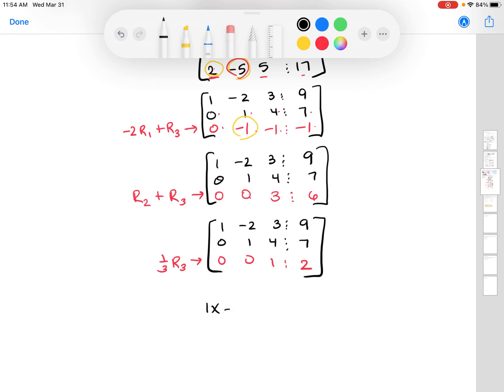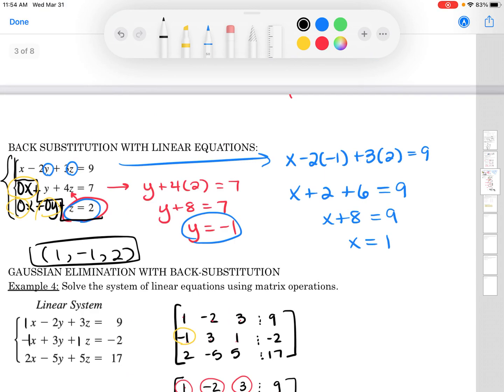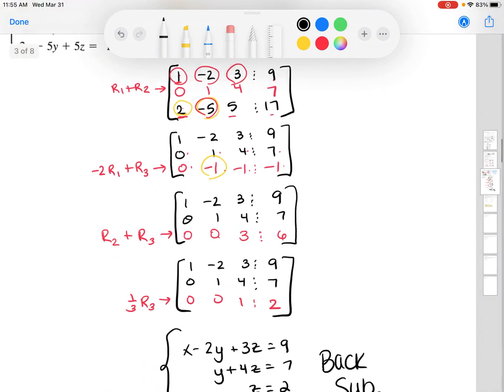That's 1x minus 2y plus 3z equals 9, 1y plus 4z equals 7, and 1z is equal to 2. Or I don't really have to write those ones if I don't want to. So there we have it. And now from here we can use back substitution, just like we did up top. Okay, and we actually had the same system at that point. So we got, what did we get? 1, negative 1, 2.